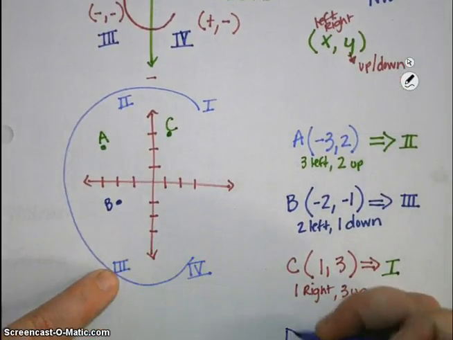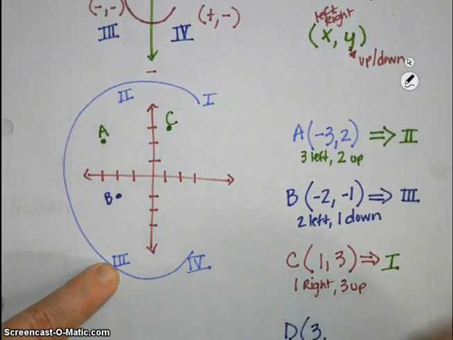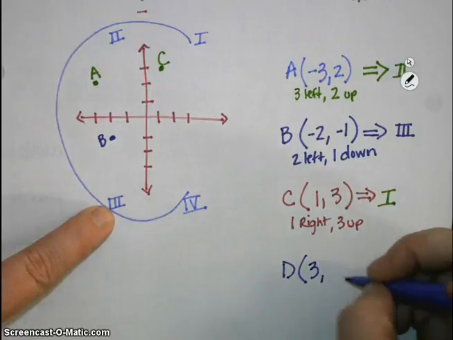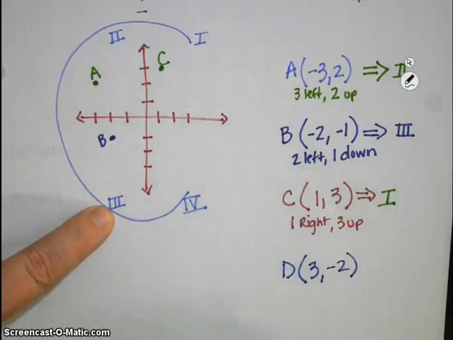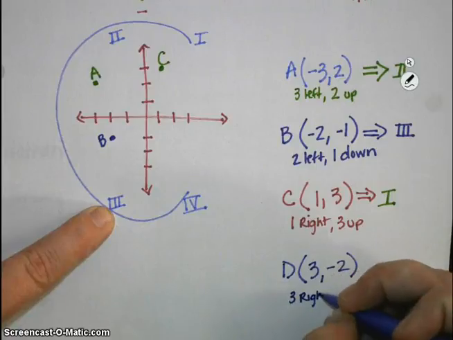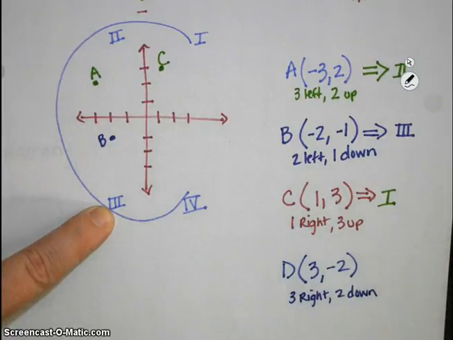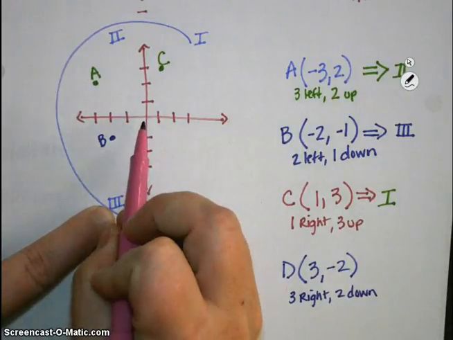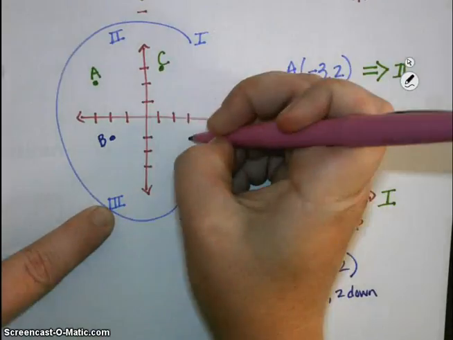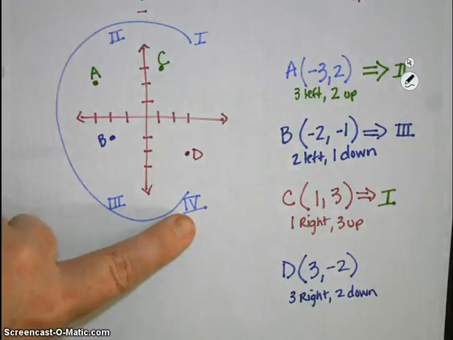And D, the last one that's in a quadrant, is going to be (3, -2). That refers to 3 to the right because it's positive, and 2 down because it's negative. So when I plot this point, I go again from the origin, 3 to the right and 2 down, plot my point and call it D, and D happens to be in quadrant 4.